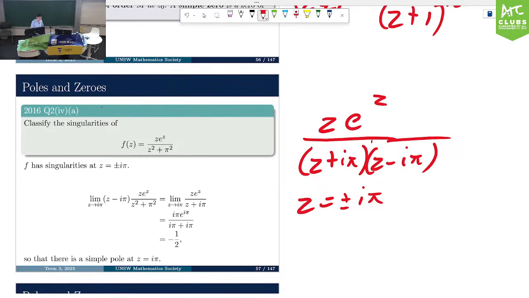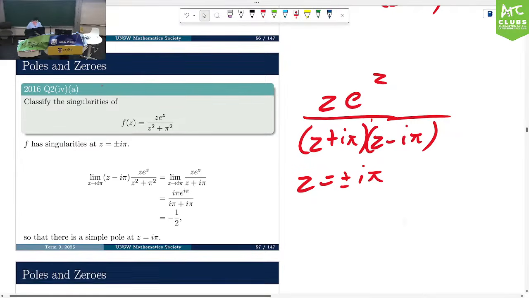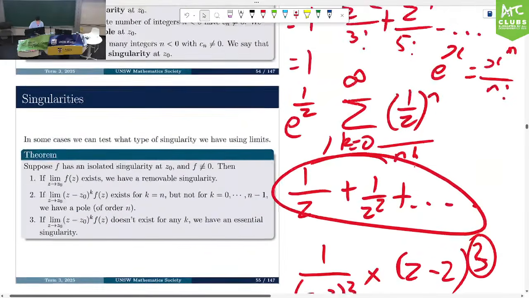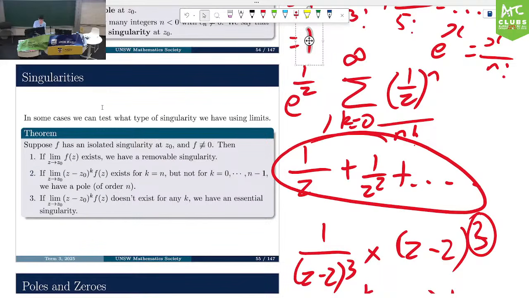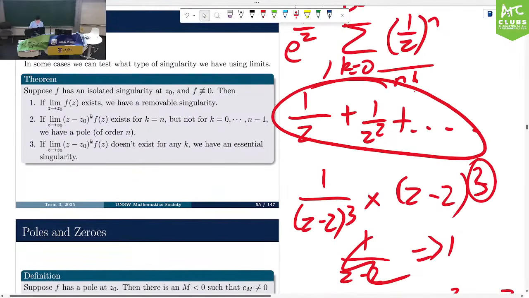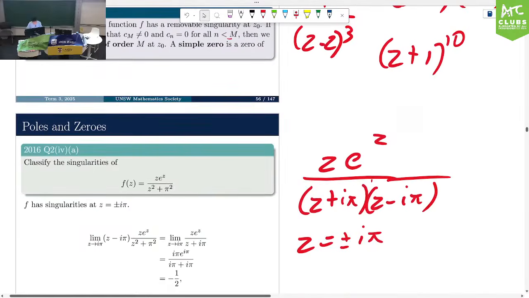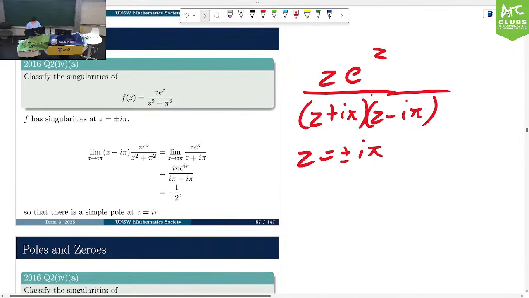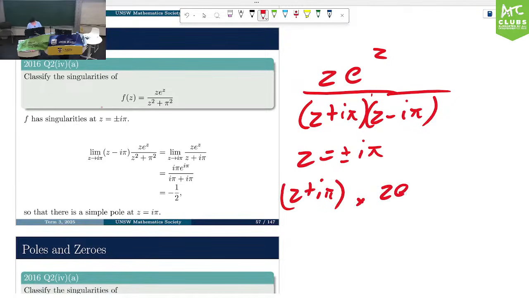But obviously in the exam, let's actually do this properly. So remember the singularity definitions. This limit isn't going to exist, because obviously this one goes to 0. So we need to resort to number 2: multiply it by z plus or minus i pi to some power. I'm just claiming that a power of 1 is enough. So let's multiply this by, let's just do z plus i pi first. So z plus i pi times z.